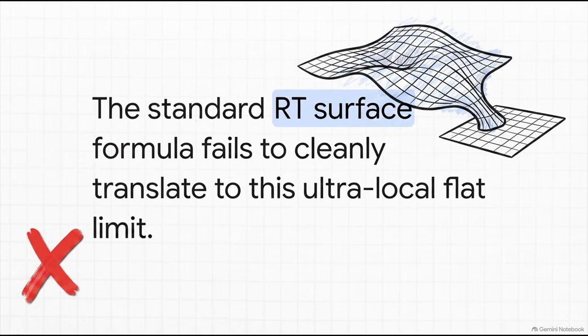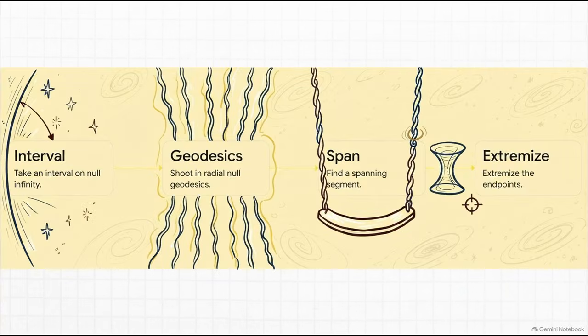In that curved toy model we talked about earlier, physicists use something called the Ryu-Takayanagi or RT surface formula to measure quantum entanglement entropy. It's a standard, super reliable formula. But when you stretch the universe into that ultra-local flat limit, the standard RT formula just totally fails. It doesn't translate at all. If we want to measure entanglement in our actual flat universe, we need an entirely new approach. And here is the exact concrete recipe for that new approach.